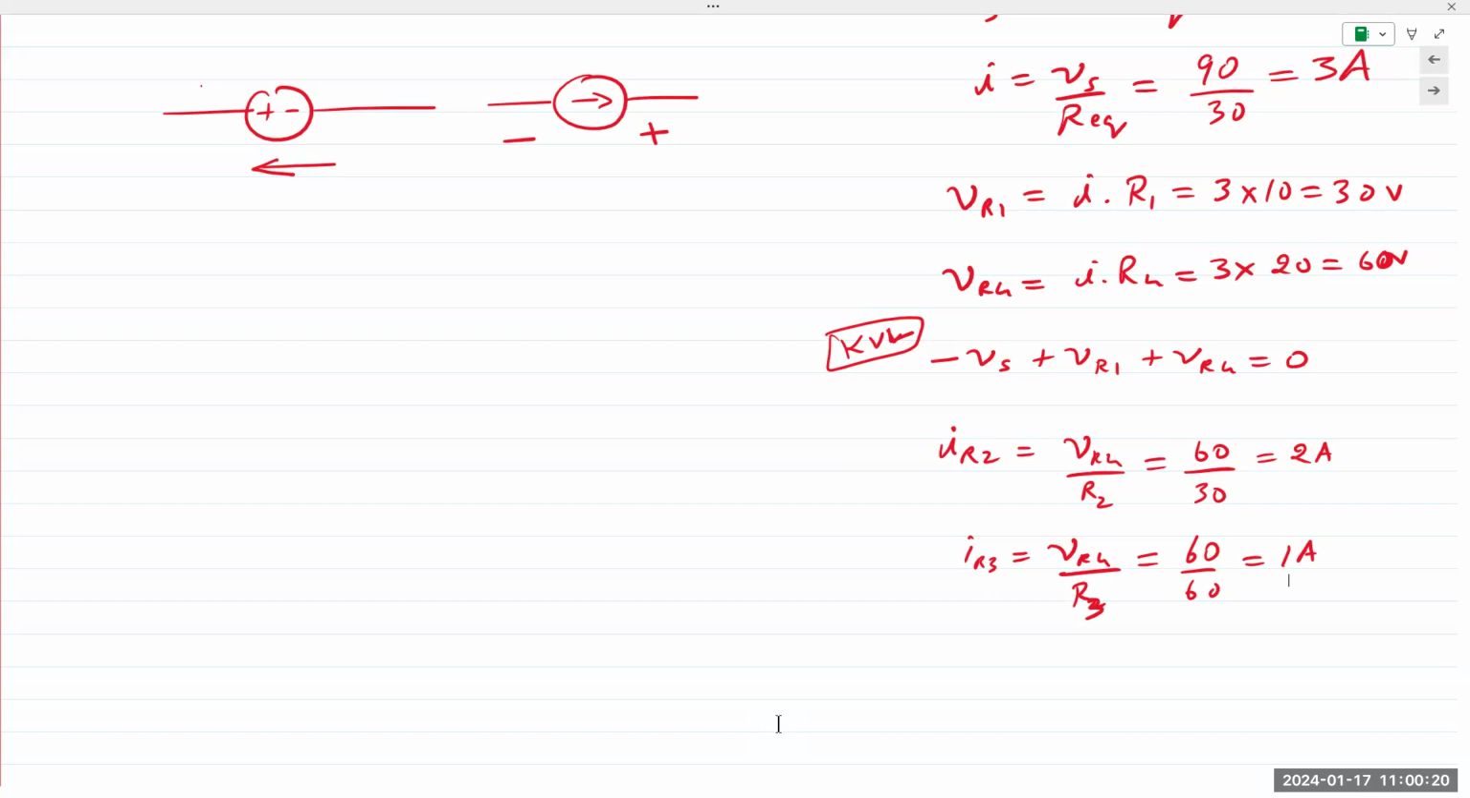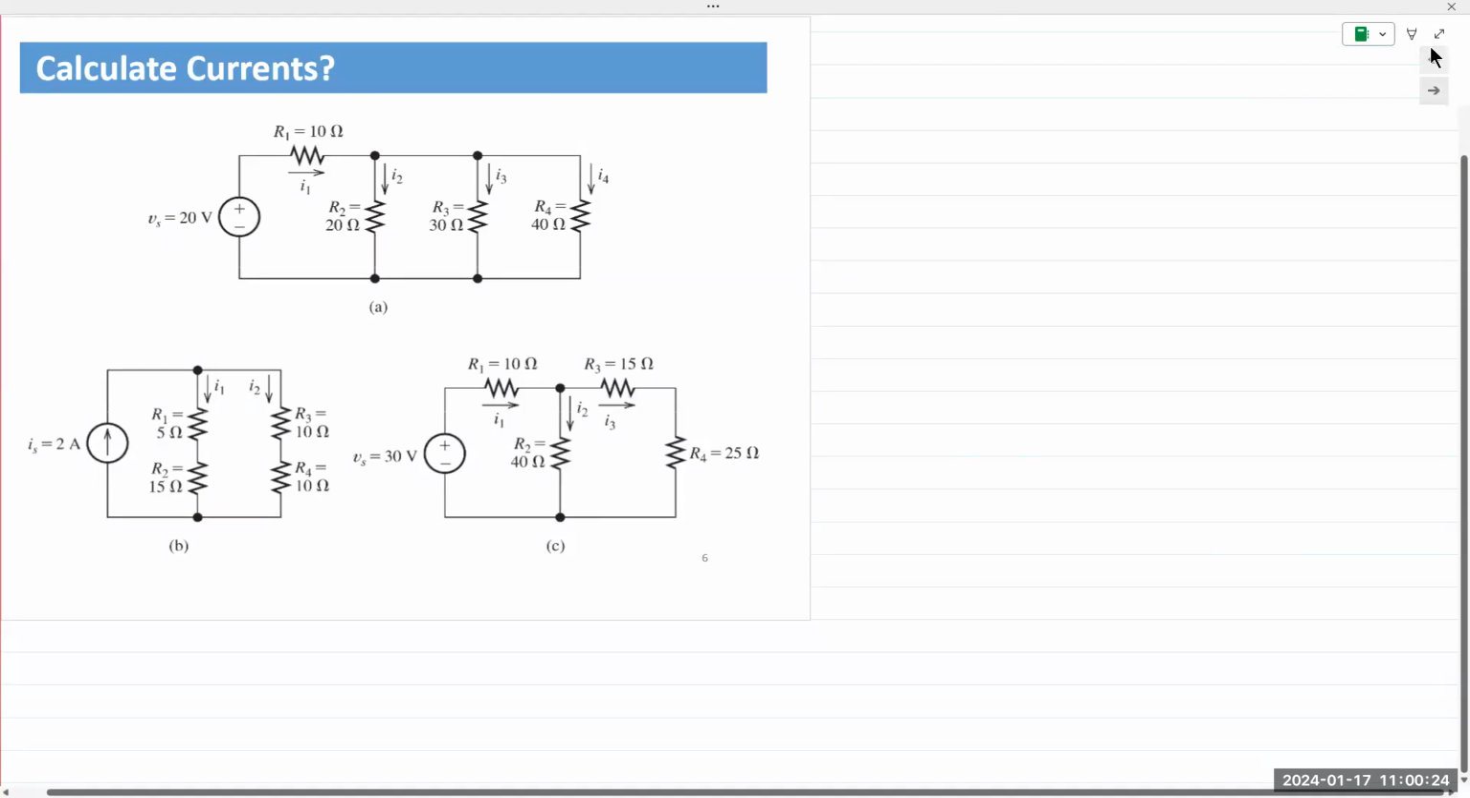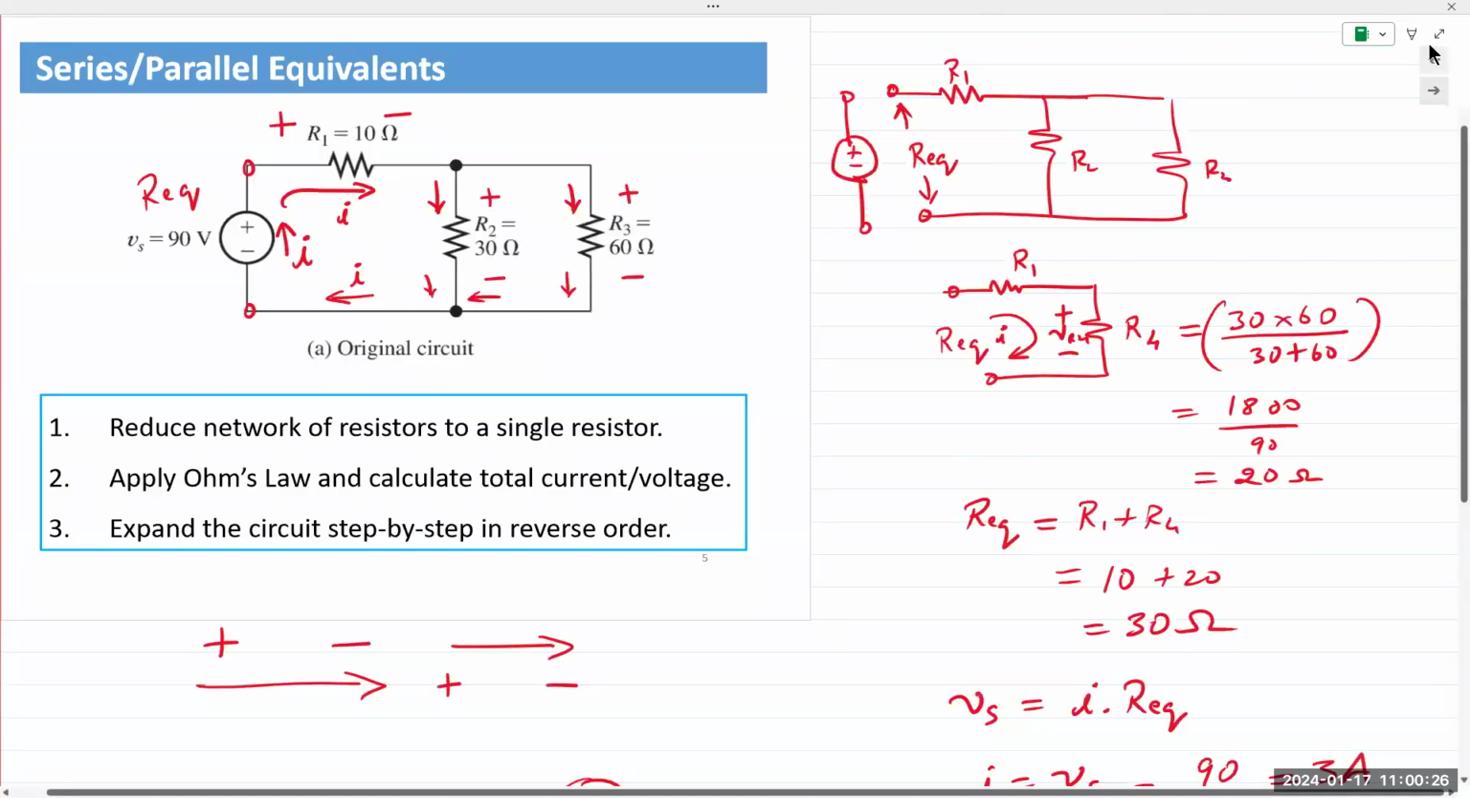Oh, we're already at 11 o'clock. Didn't even realize. Okay, we'll stop here and pick up here on Friday.